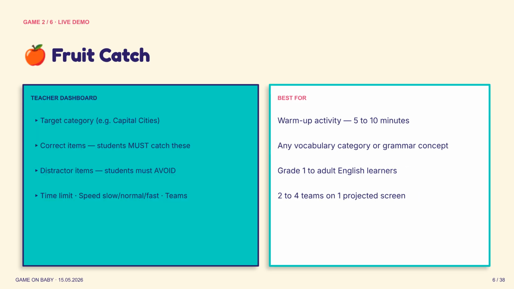Game 2 is Fruit Catch. You can target categories, set correct and distractor items, manage time limits and speed, and organize teams. It's great for a warm-up activity for vocabulary or grammar concepts across different age groups.